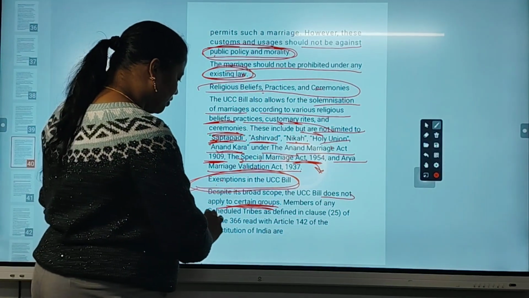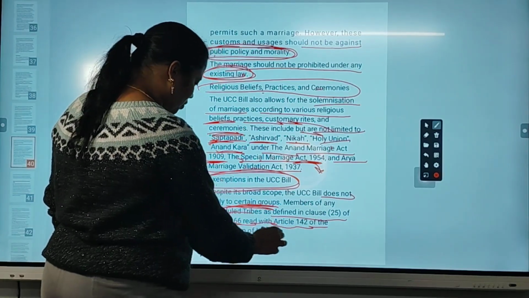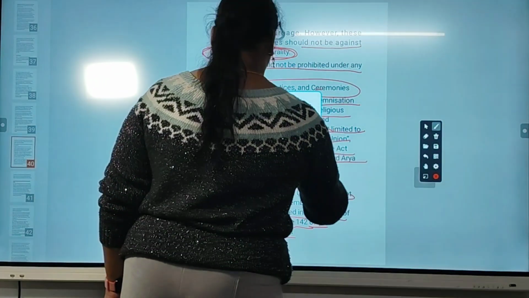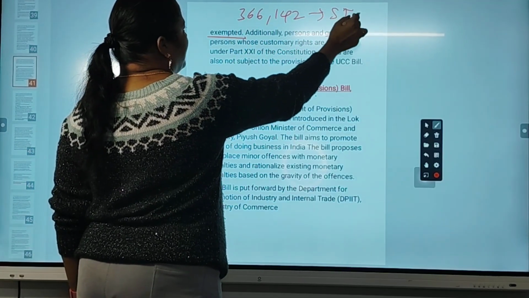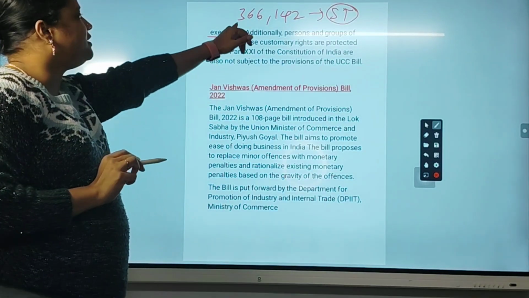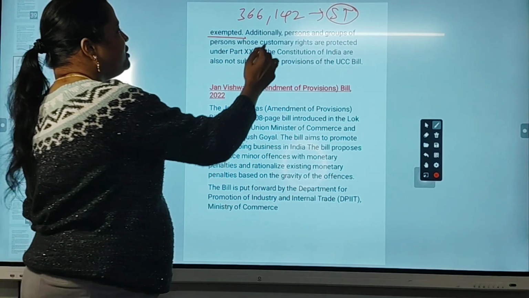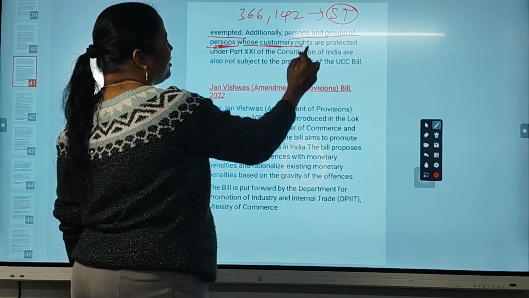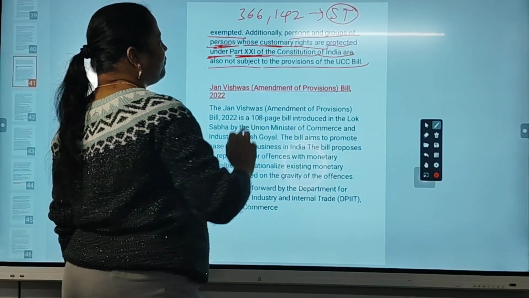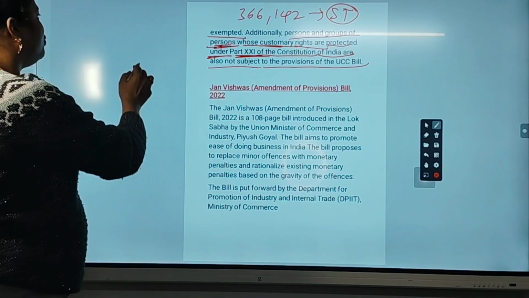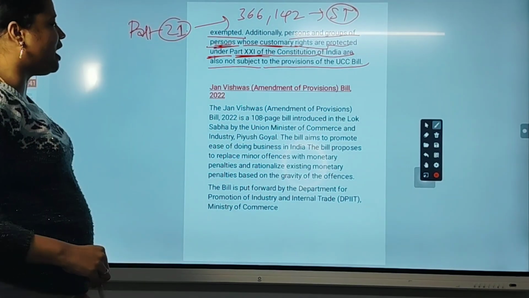Okay, members of any scheduled tribes as defined in clause 25 of Article 366 read with Article 142 of the Constitution of India are exempted. So the ST tribes included in Article 366 and 142 of the Constitution are exempted from the UCC bill. Additionally, persons and groups of persons whose customary rights are protected under Part 12 of the Constitution of India are not subjected to the provisions of the UCC bill. Even the people belonging to Part 21 of the Indian Constitution are also exempted from the UCC bill.